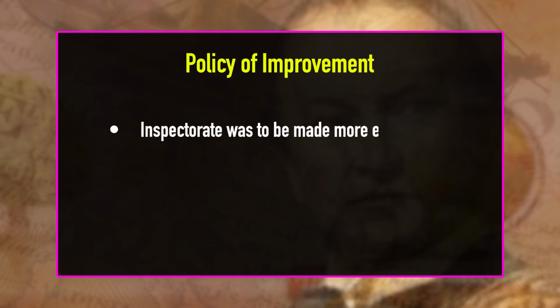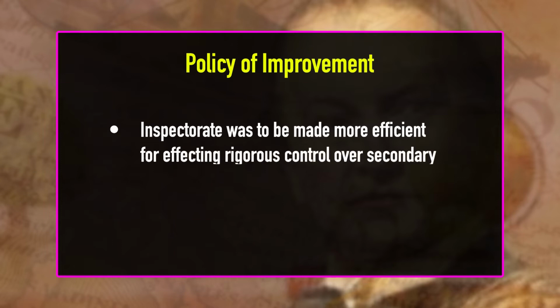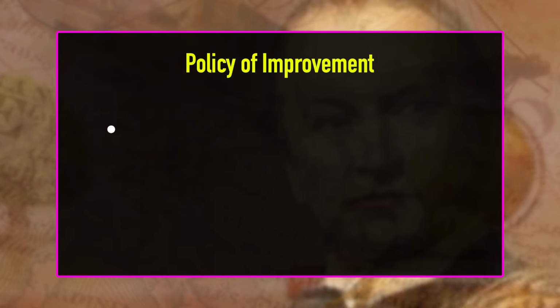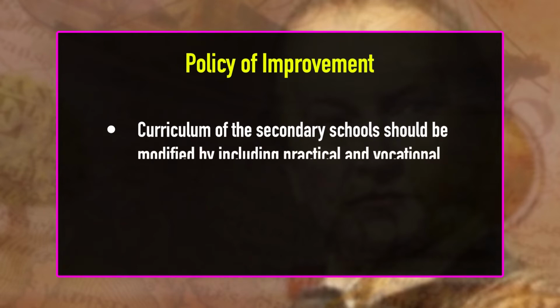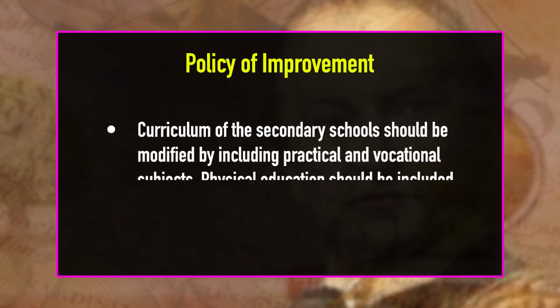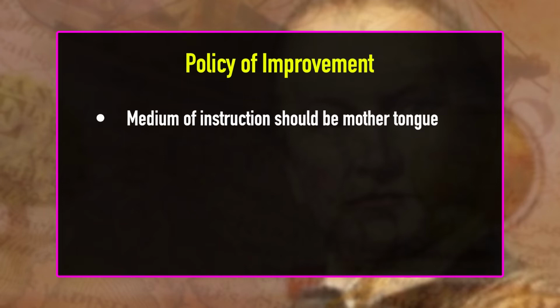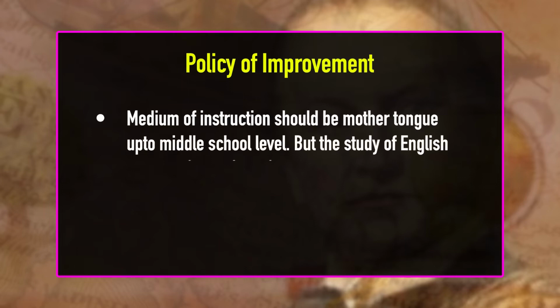The inspectorate was to be made more efficient for effecting rigorous control over secondary education, and the number of inspectors should be increased. Curriculum of the secondary schools should be modified by including practical and vocational subjects. Physical education should be included as a subject in the curriculum. Up to middle school level, the medium of instruction should be the mother tongue, but the study of English must not be neglected.